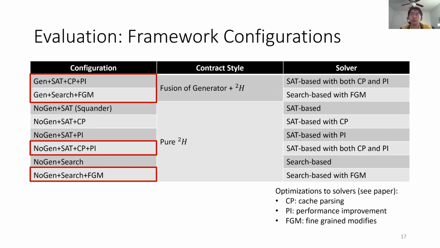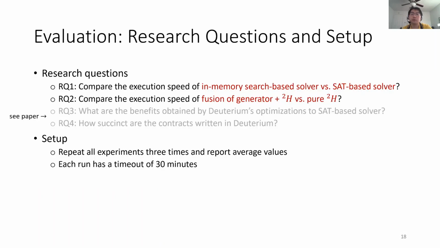This table shows the configurations we experimented with. We mix and match the 2 contract styles with the 2 solvers in different optimization levels. Those optimizations are described in the paper. In this talk, I will focus on these 4 configurations. I will focus on 2 research questions: comparing the execution speed of the in-memory search-based solver and the set-based solver, and comparing the execution speed of the 2 contract styles.